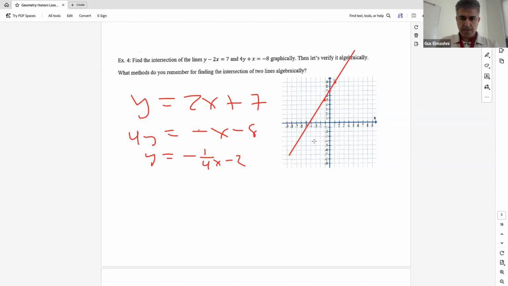Let's go different colors for contrast. We go lime green. Down 1, right 4. And up 1, 1, 2, 3.